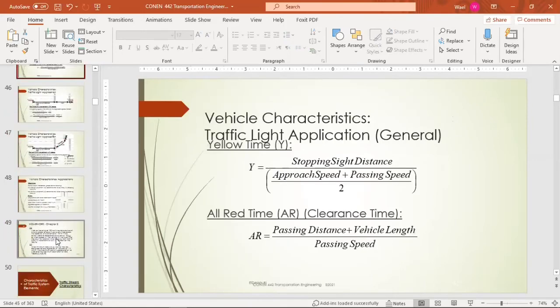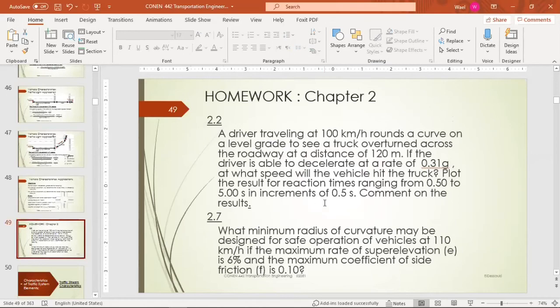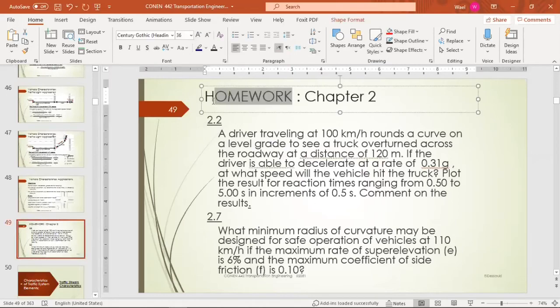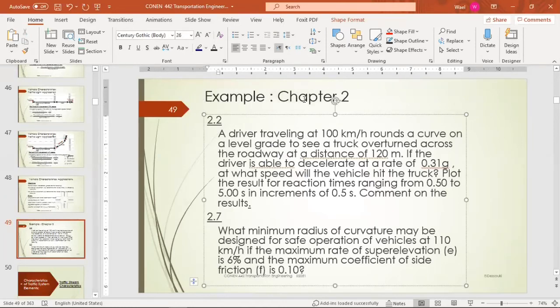Okay, we're gonna skip this. We're gonna take this problem. Okay, this is not a homework, this is an example. This example is from a traffic engineering book by McShane and Ross that I mentioned before. And we are gonna try to solve this.